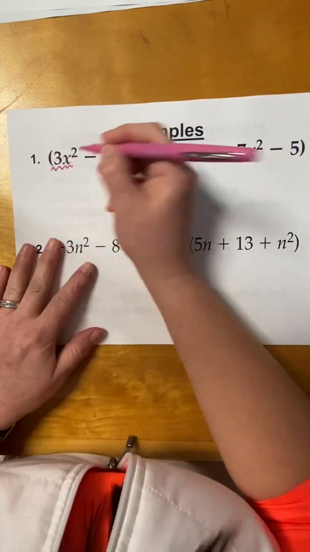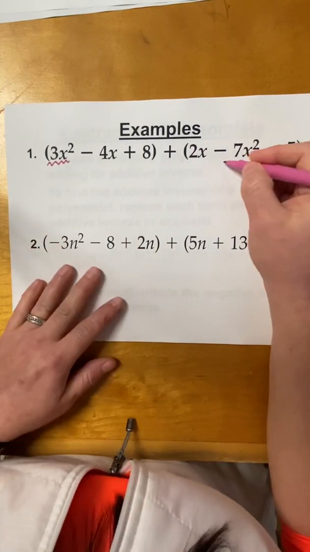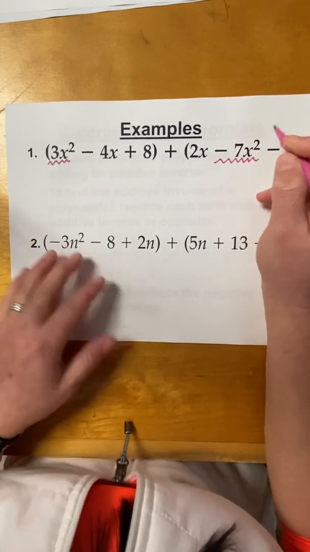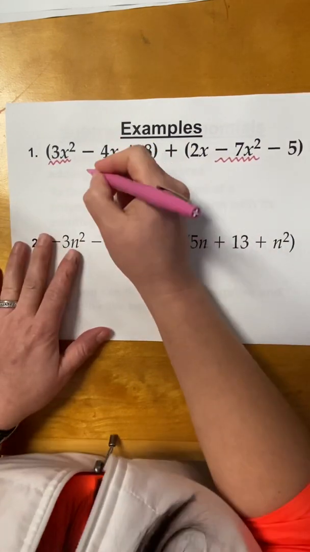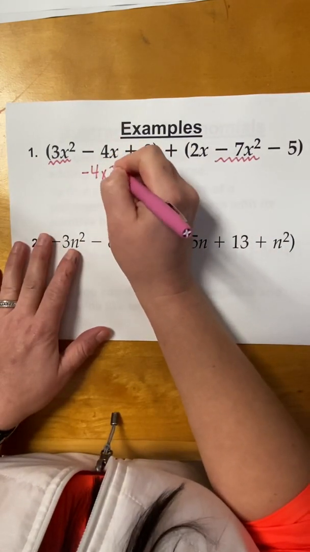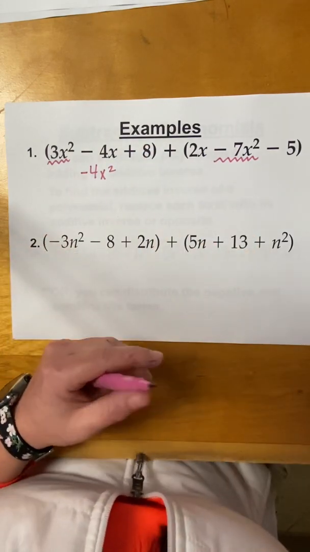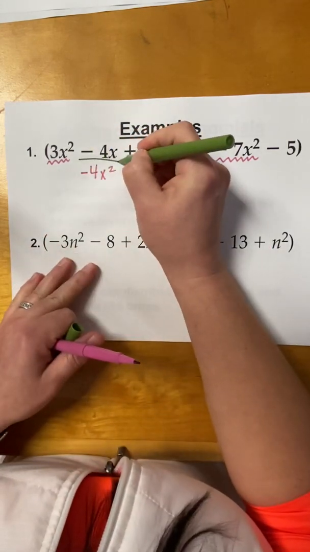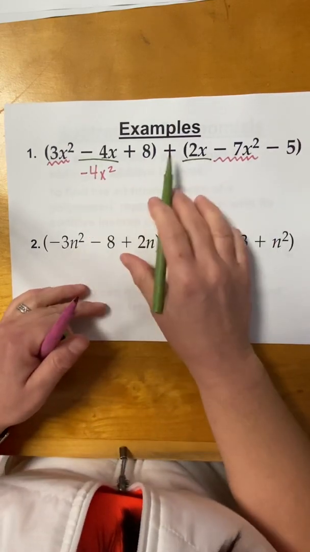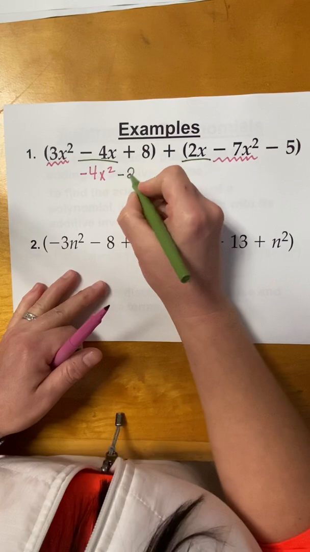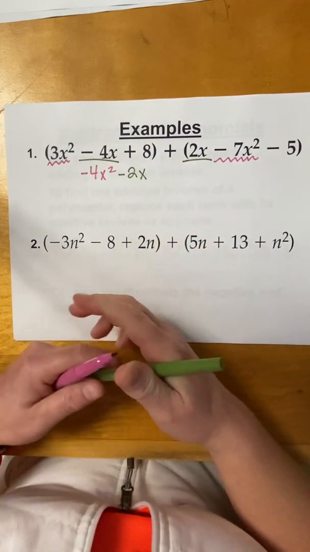I have a 3x squared, and I can put that with the negative 7x squared. 3 plus negative 7, different sign, subtract. So that'll be negative 4x squared because the boss is negative. And then we want to look for just x's. I have negative 4x and positive 2x. Negative 4 plus 2 would be, again, different sign, subtract, negative 2x.